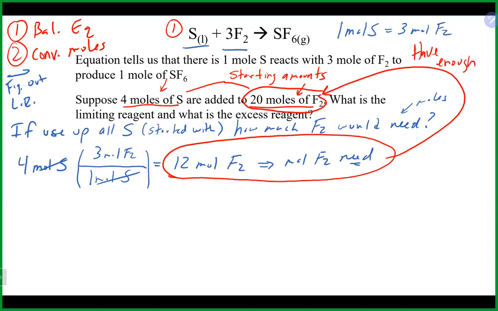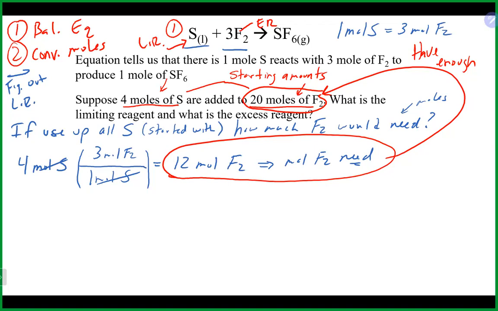And what that means is if I have enough, my fluorine in this case will be my excess reagent, as I have plenty of it. And by default, the sulfur will be my limiting reagent. So by just picking one of the reactants and doing this very quick calculation, we can determine which one is the limiting reagent and which one is the excess reagent. Any questions on that?